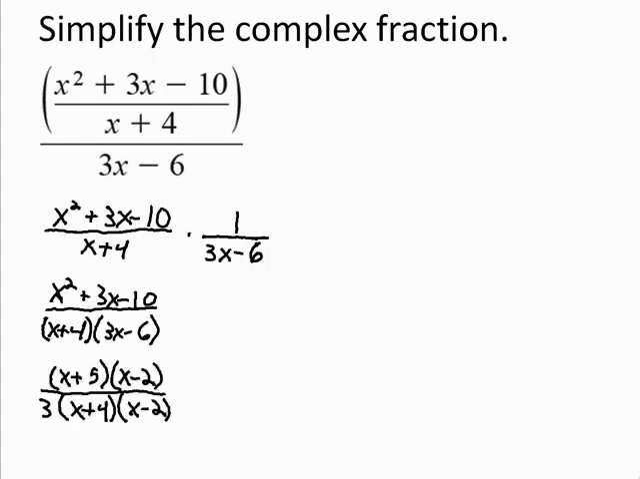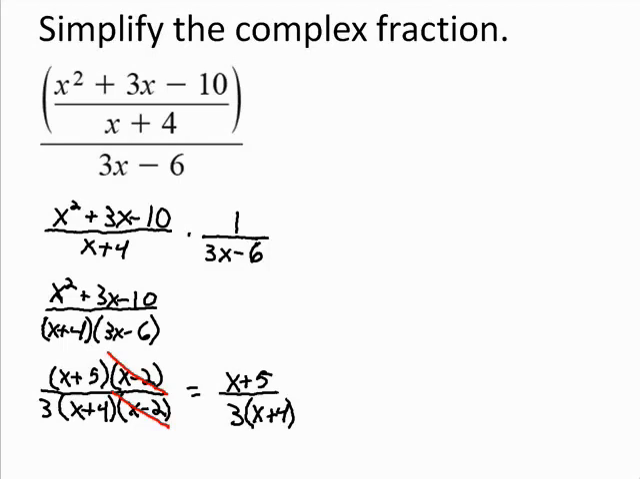The quantity x plus 5 times the quantity x plus 2 divided by 3 times the quantity x plus 4 times the quantity x minus 2. There is an x minus 2 in both the numerator and denominator, so it cancels out. You are left with x plus 5 divided by 3 times the quantity x plus 4.